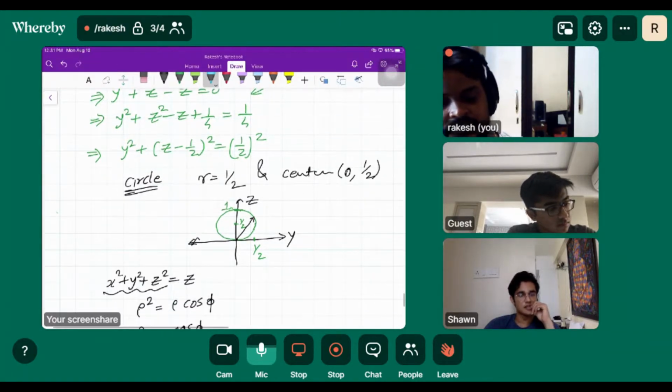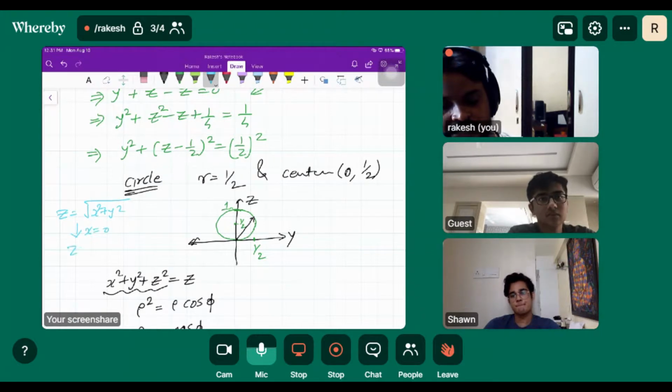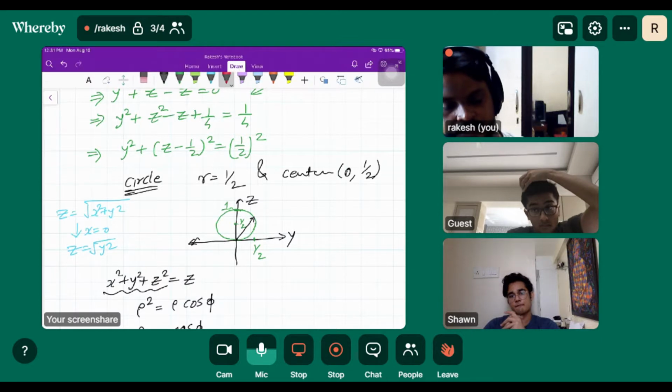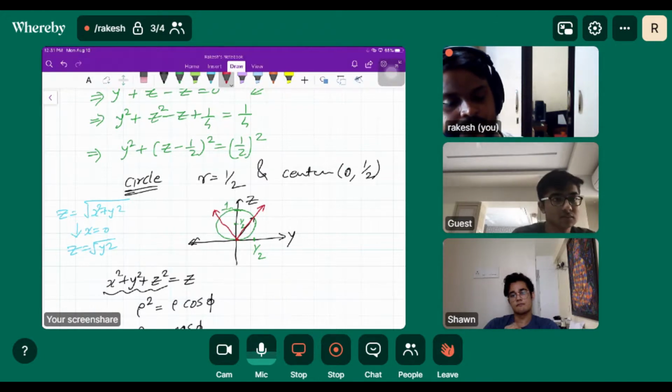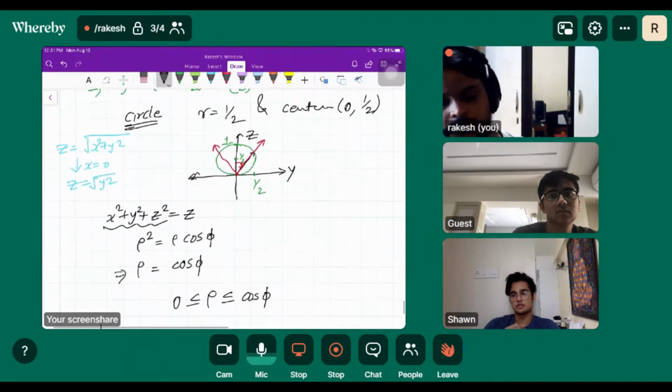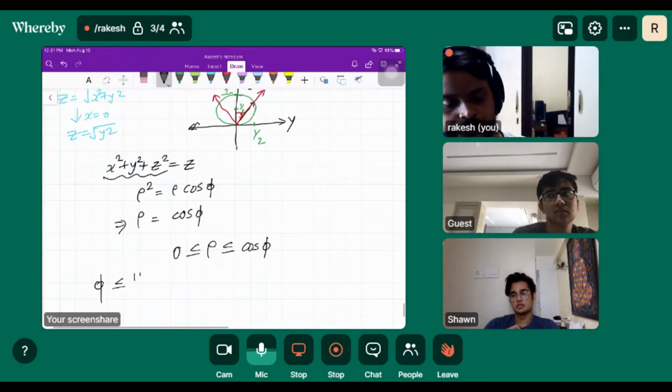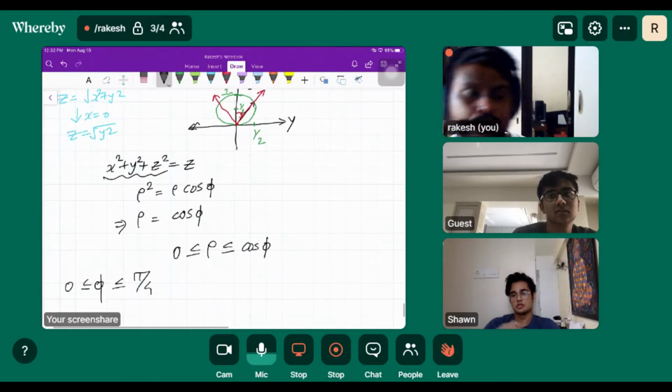See, the second surface is z is equal to root x square plus y square. When you set x is equal to 0, that's z is equal to root y square. So we know how to draw that: z is equal to plus minus y, isn't it? So what is phi in this case? Pi by 4. Perfect. So phi is going from 0 to pi by 4.